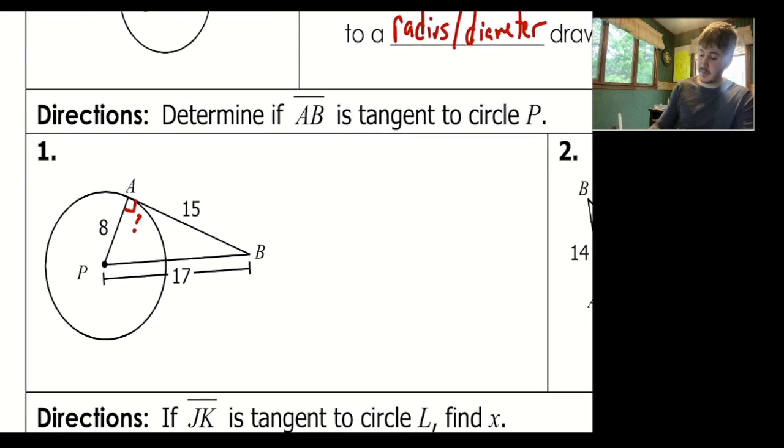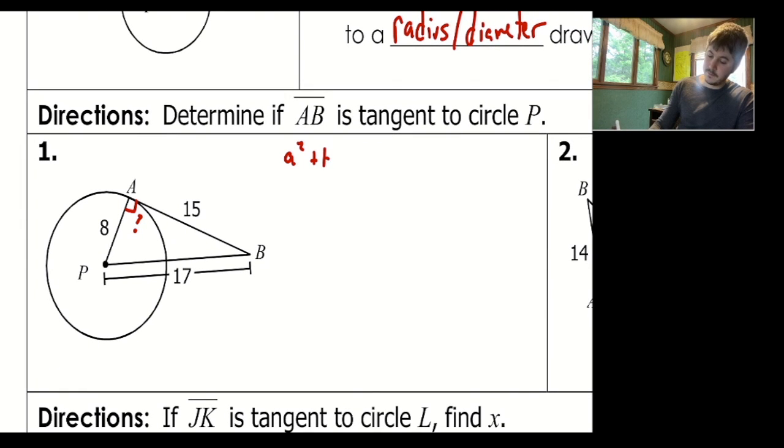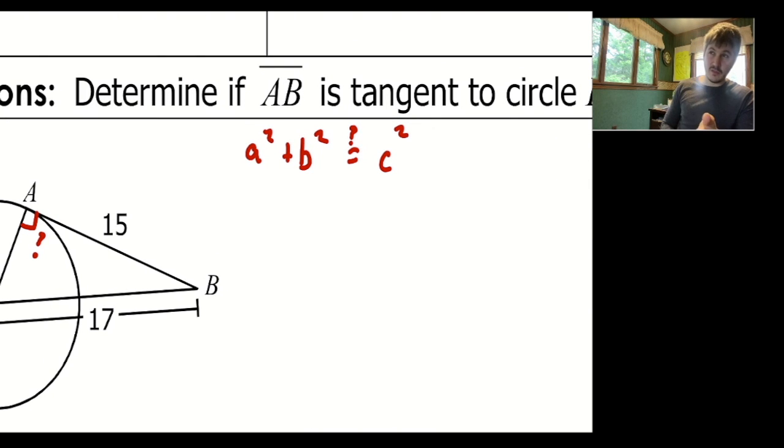So I'm really asking myself, is a squared plus b squared really equal to c squared? That's kind of what we're determining. We're determining, is that equal sign really the right thing to be there? If yes, it's a right triangle, and if it's a right triangle, AB is certainly tangent. If Pythagorean theorem does not work, that means this is not a right triangle, which means AB cannot be tangent.